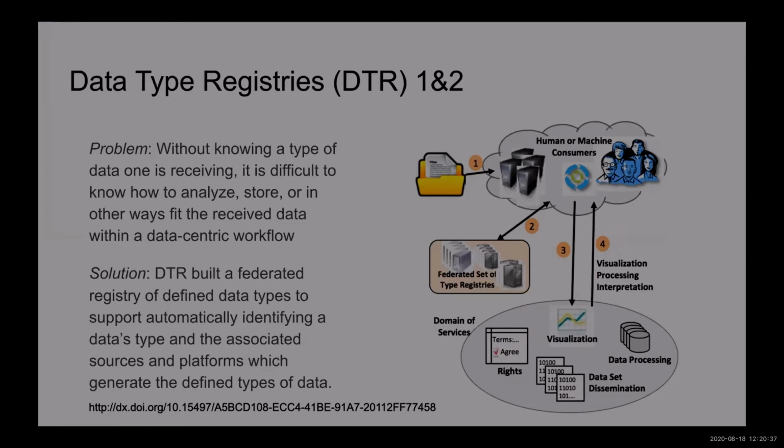The data type registries output built a federated registry of defined data types to support automatically identifying a data's type and the associated sources and platforms which generate the defined types. This could be integrated across multiple different platforms to provide both humans and machines a way to more adequately, effectively, and speedily define a particular data's type within that research and analysis workflow.